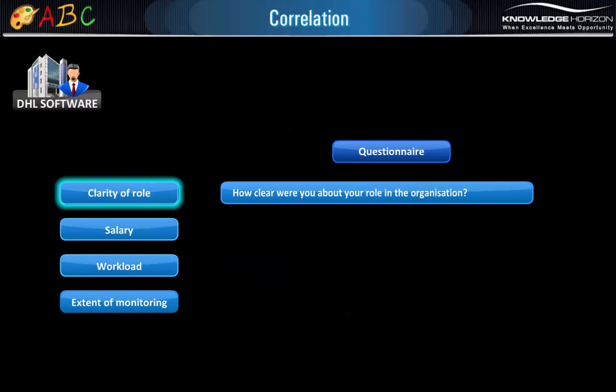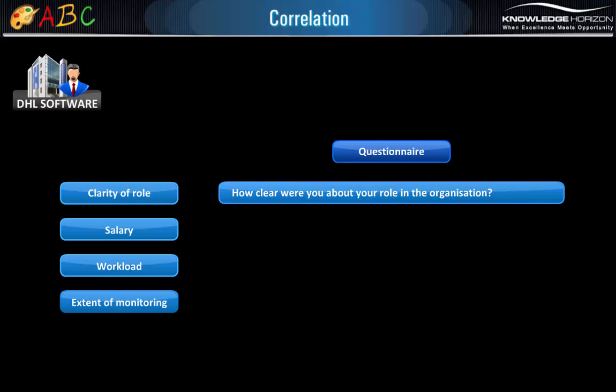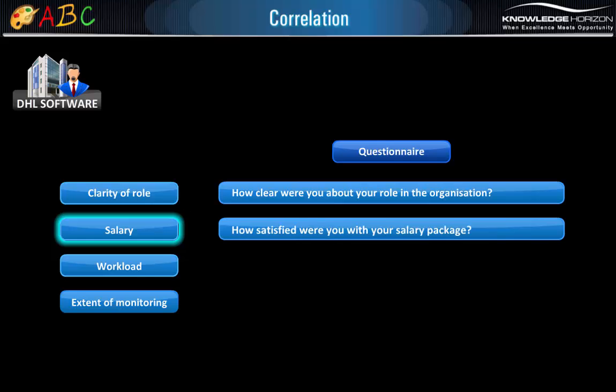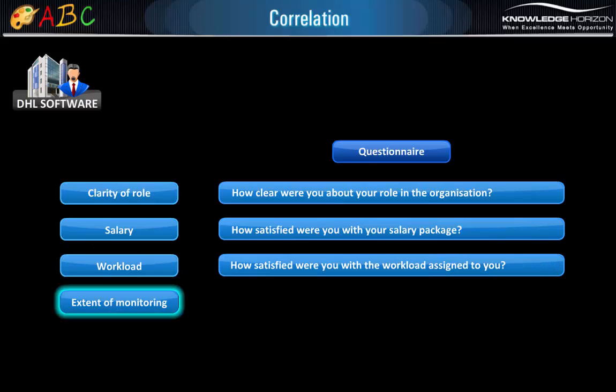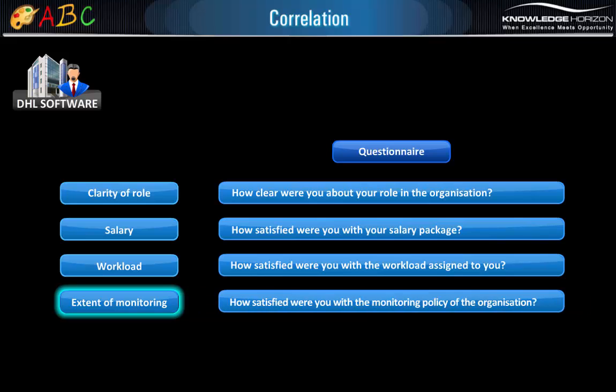Clarity of role. How clear were you about your role in the organization? Salary. How satisfied were you with your salary package? Workload. How satisfied were you with the workload assigned to you? Extent of monitoring. How satisfied were you with the monitoring policy of the organization?